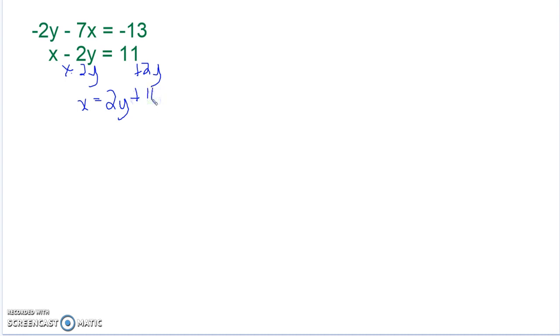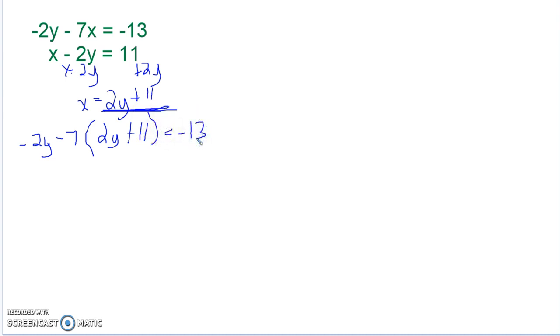And so now we have this value, x, which is 2y plus 11. So I'm going to plug that value for x into the next equation. So we're going to have negative 2y minus 7 times x, and as we found, x is 2y plus 11, so it's going to be negative 7 times 2y plus 11, and all of that is equal to negative 13.